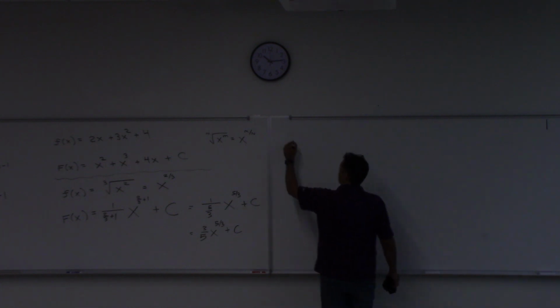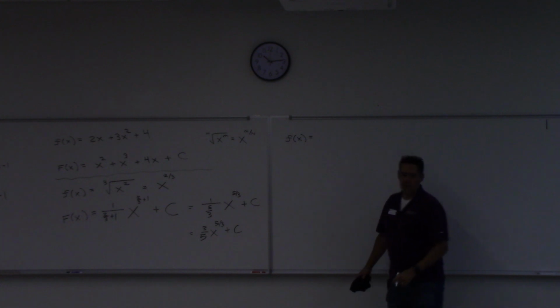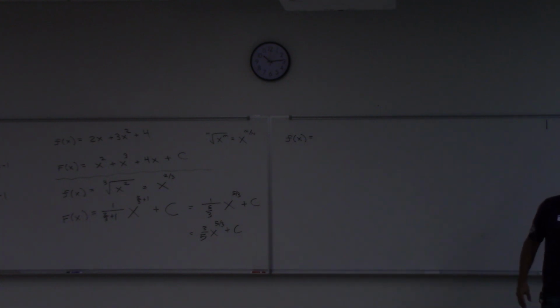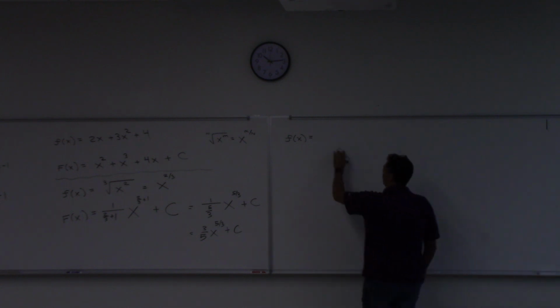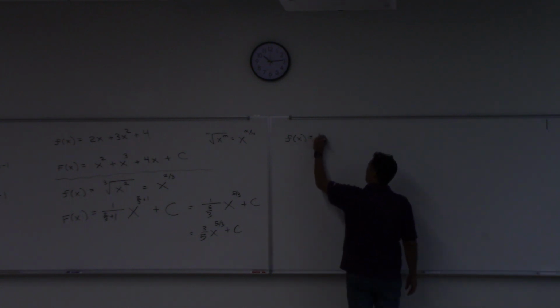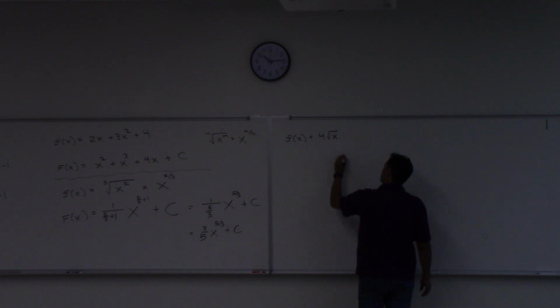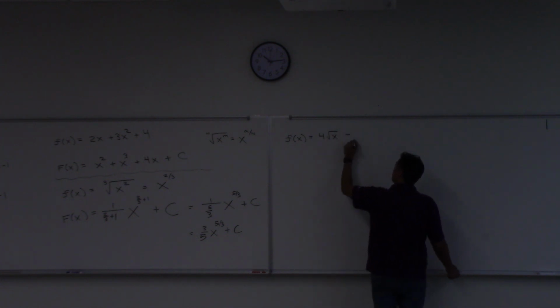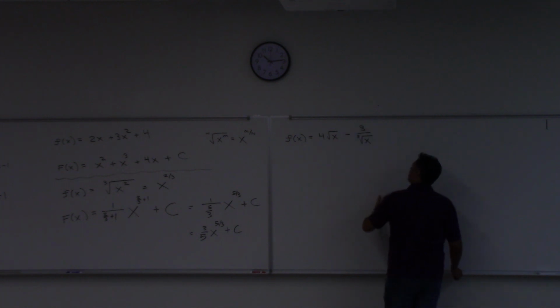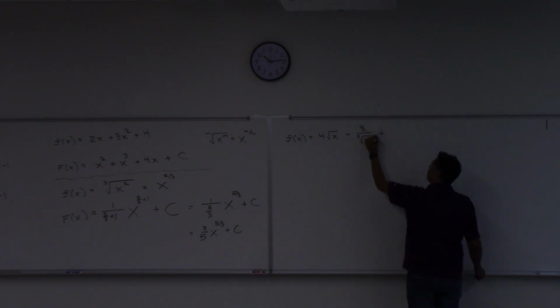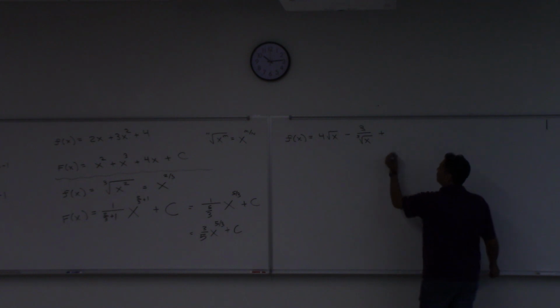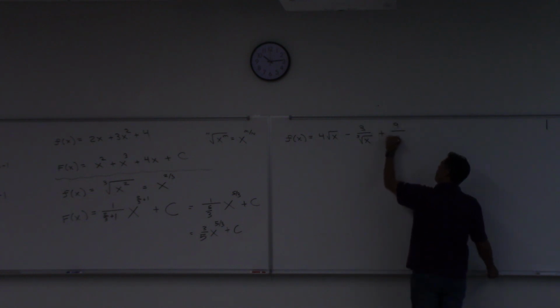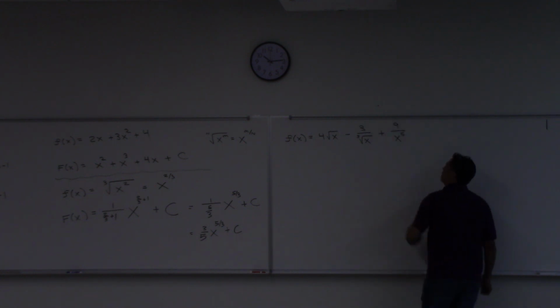Okay, how about this one? Why don't I give you a minute or 2 or 3 to see if you can figure out this one. I want everyone to get me an answer. All right, I want you to tell me what is the antiderivative of 4 square root of x minus 3 over the cube root of x plus 9 over x to the 5th.